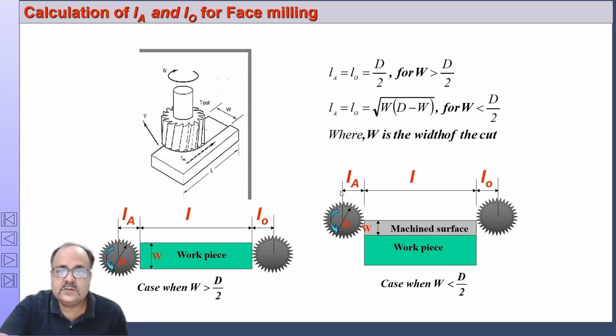So in this case, you start from here and you end here, and that distance, just like the previous case, we have found out will be equal to LA is equal to LO is equal to root over w into (d minus w). So this is the case for face milling where w is less than d by 2. With this knowledge, we should be able to solve some numericals based on this.